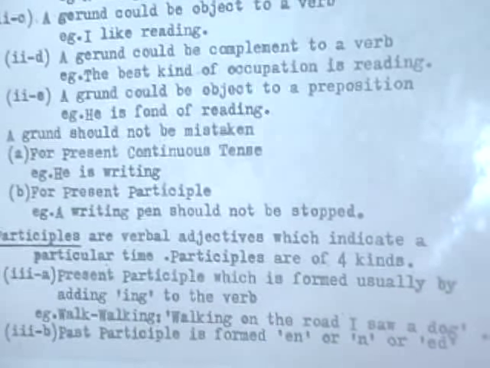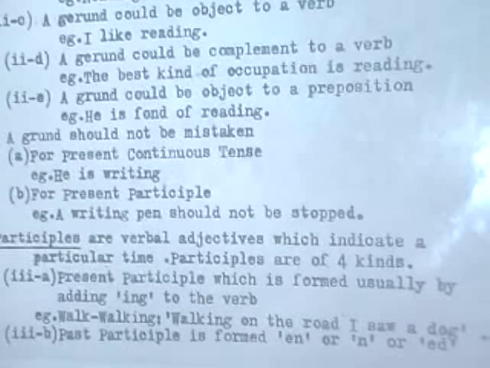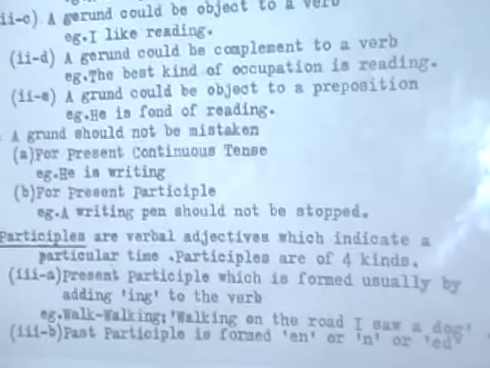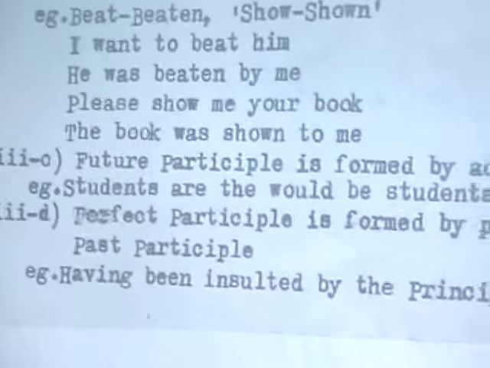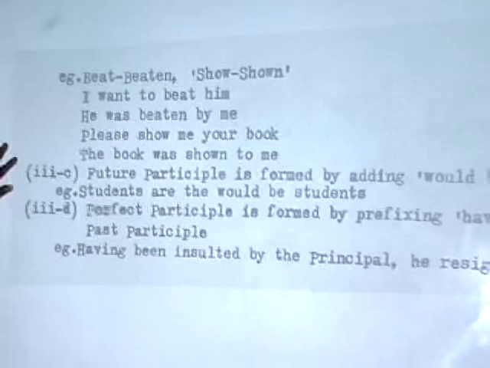Past participle is formed with addition of en or n or ed, as in beaten, shown. Like in, I want to beat him, he was beaten by me. Please show me your book. The book was shown to me.